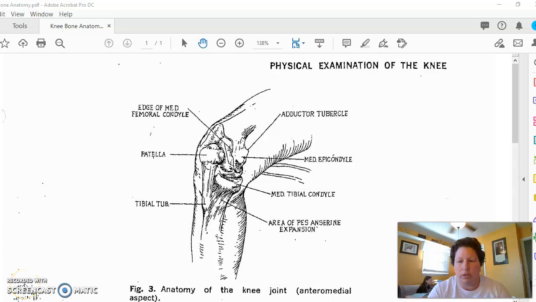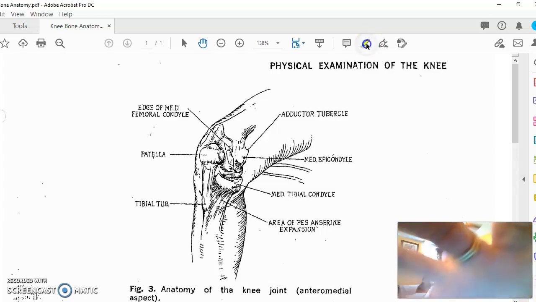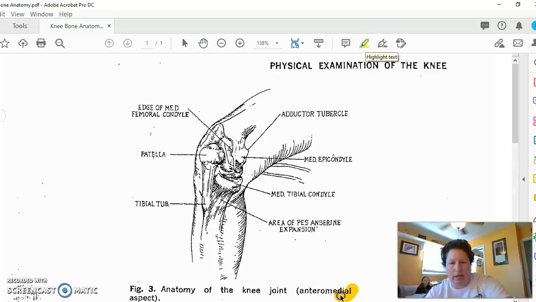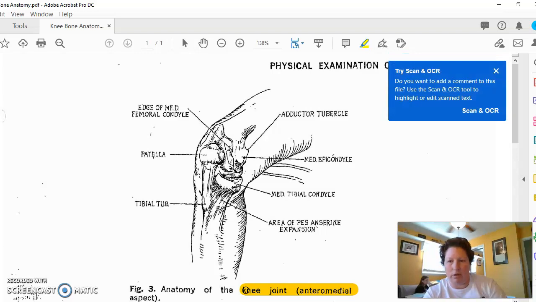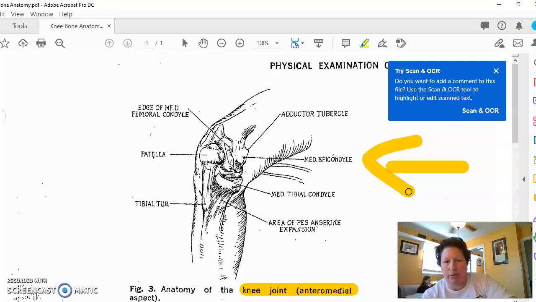All right, so to show you the bony anatomy of the knee, first look down here where it says Figure 3, Anatomy of the Knee. It tells us that this is the anteromedial aspect of the knee. That means it is the inside of the knee, so we're looking at it from the inside point of view. Medial is here. Okay, so the femur is the bone that is up top here.